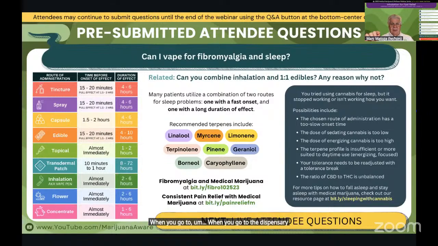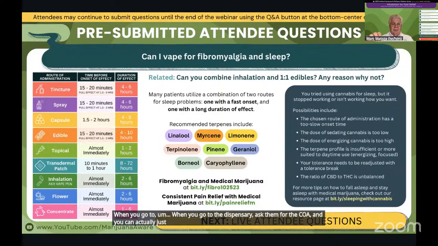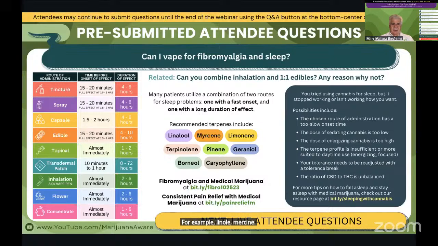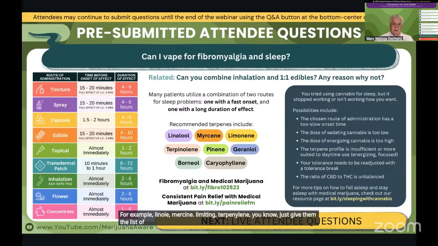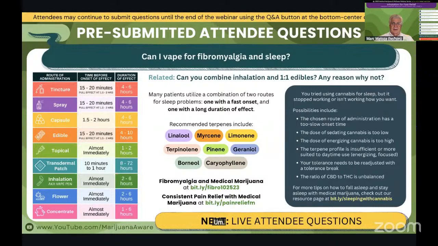Ask them for the COA, and you can actually just tell them, I'm looking for something that has, for example, linalool, myrcene, limonene, terpinolene. Just give them the list of terpenes that you're looking for, and they'll be able to give you a product that really helps and has those terpenes in it, whether you're looking for an edible or if you're looking for inhalation.